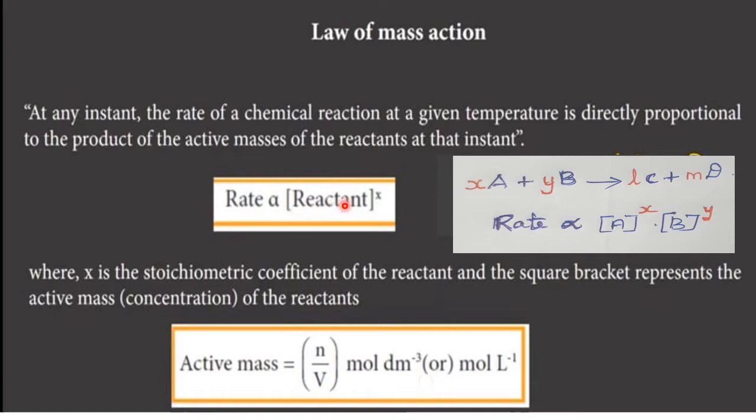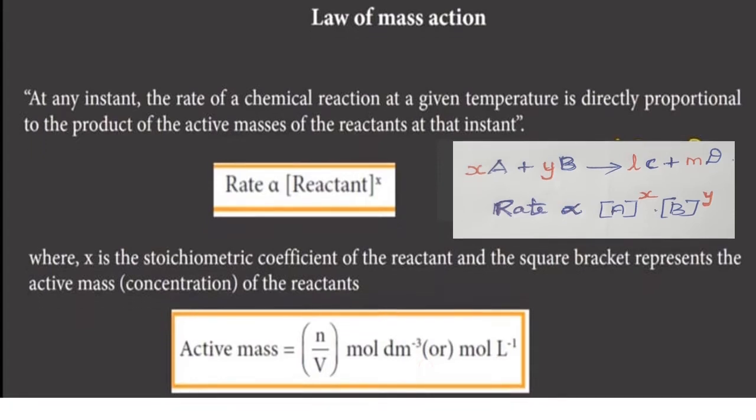So the rate for this reaction is directly proportional to the concentration of A, because the rate of the reaction depends only on the reactant concentration. What are the reactants here? A and B. Write the concentration in square brackets, and the number of moles as a power, or superscript. So the rate is proportional to [A] power x and [B] power y. This is the way to write the rate of the reaction. Hope all understood how to write it.